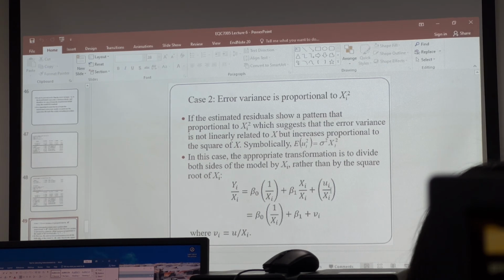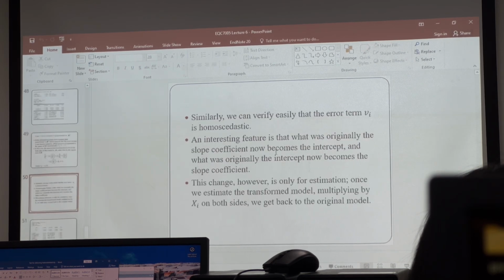And then this one is our new transformed error term. The transformed error term vi equals ui over xi. Similarly, we can verify easily that the error term vi is homoscedastic.